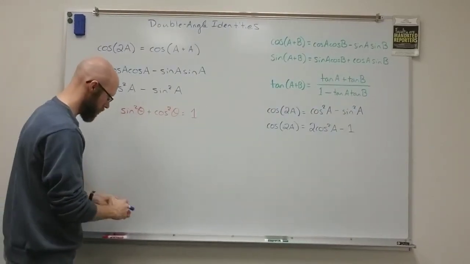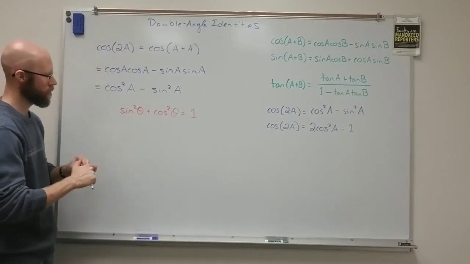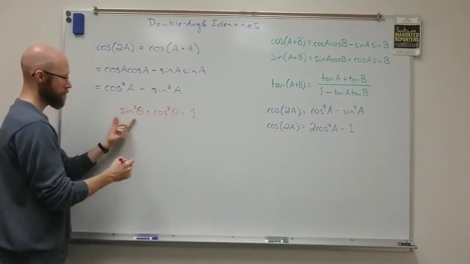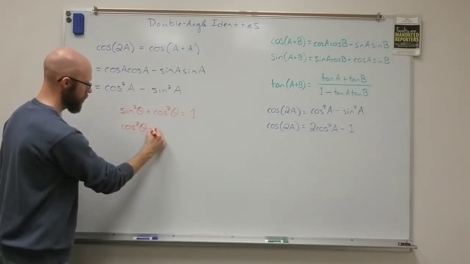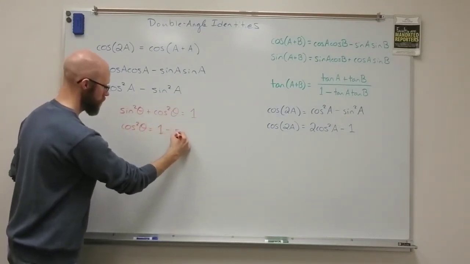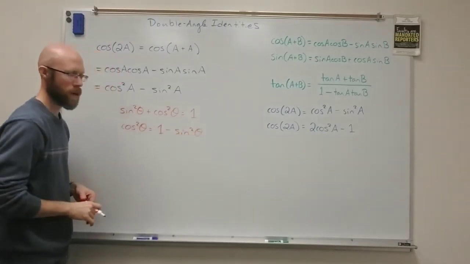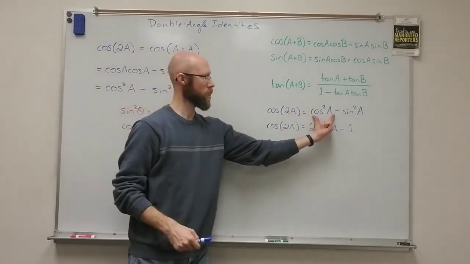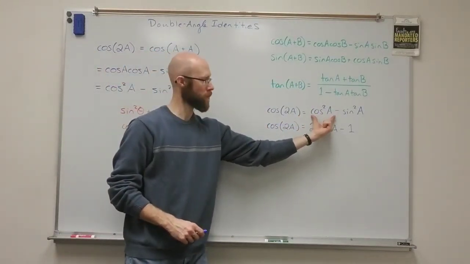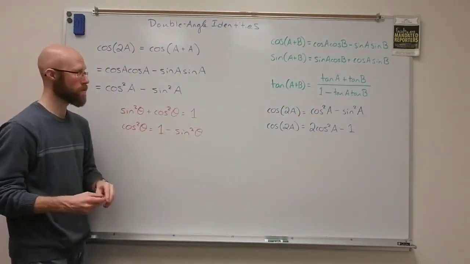And we'll make that adjustment. So here I'm going to solve for cosine squared by subtracting the sine squared. So we'd have cosine squared theta equals 1 minus sine squared theta. Okay. Now we're going to replace the cosine squared in the original formula with 1 minus sine squared.